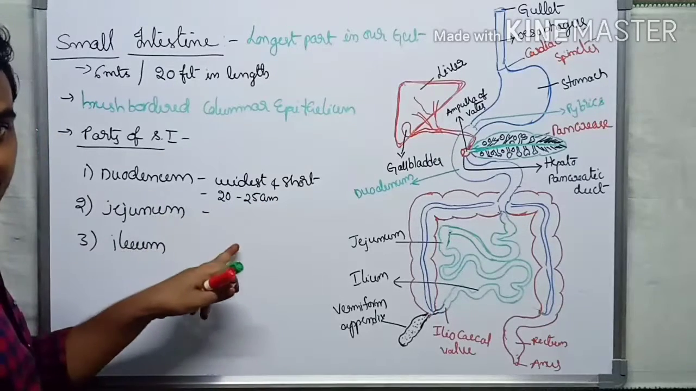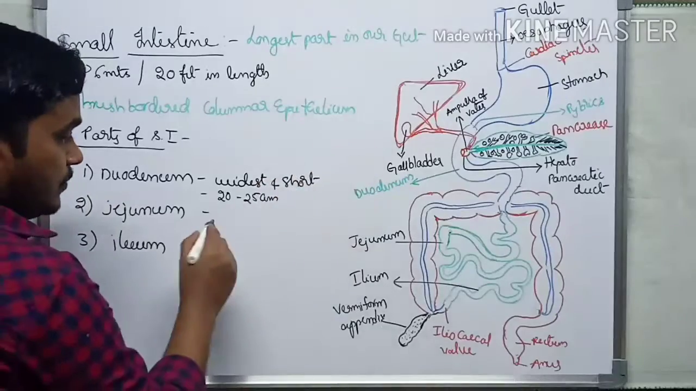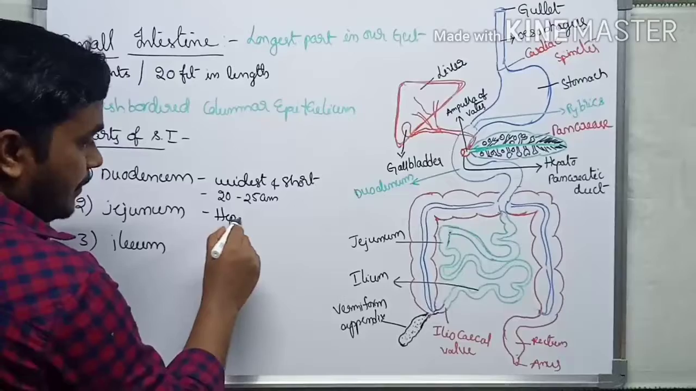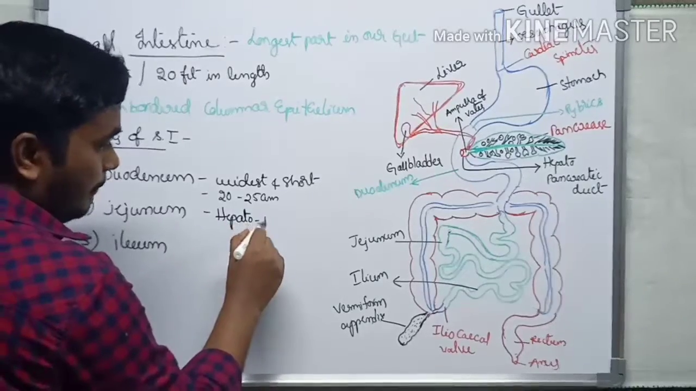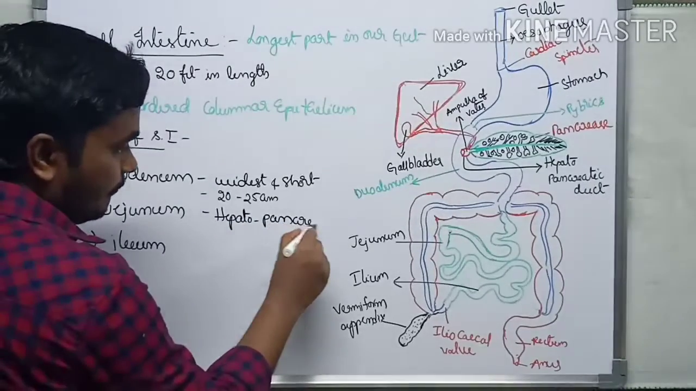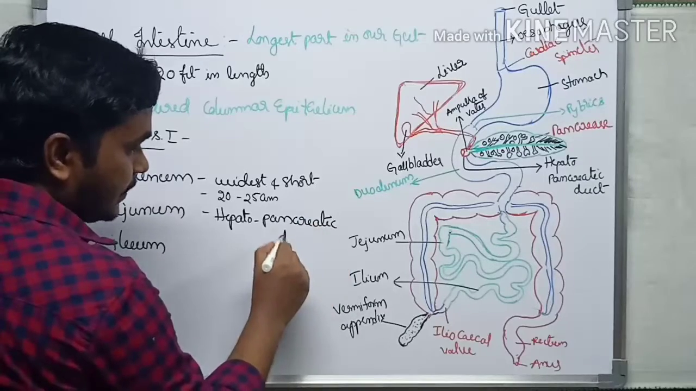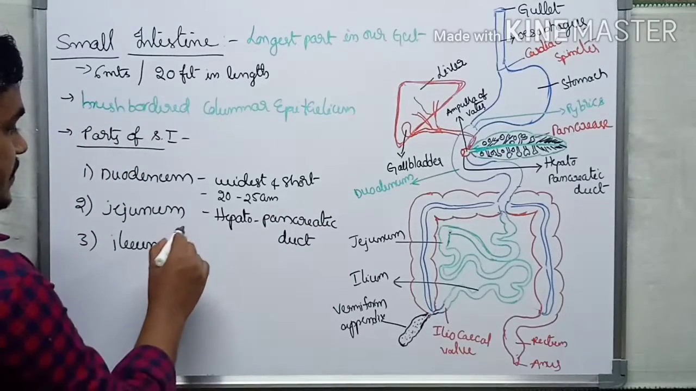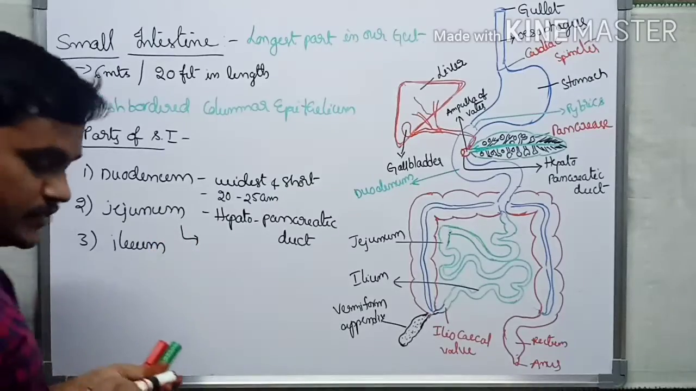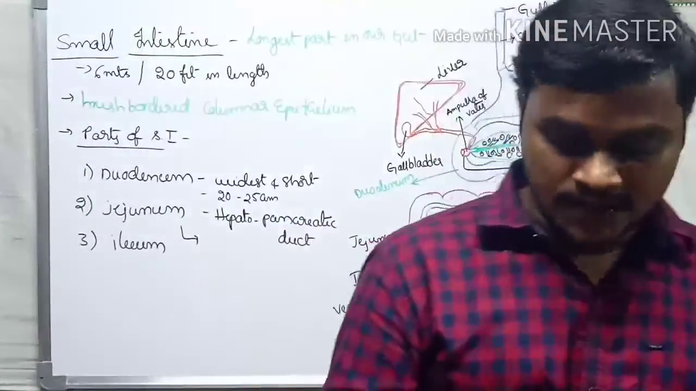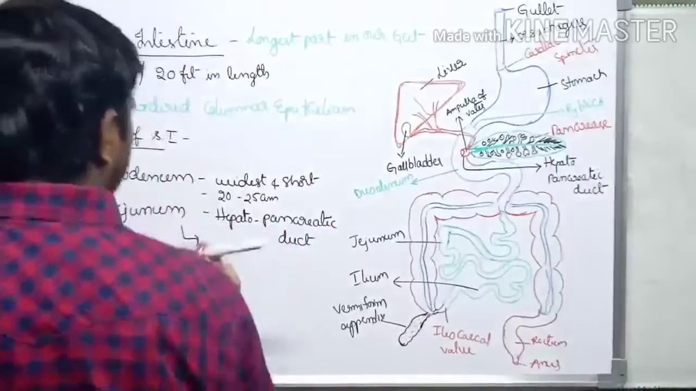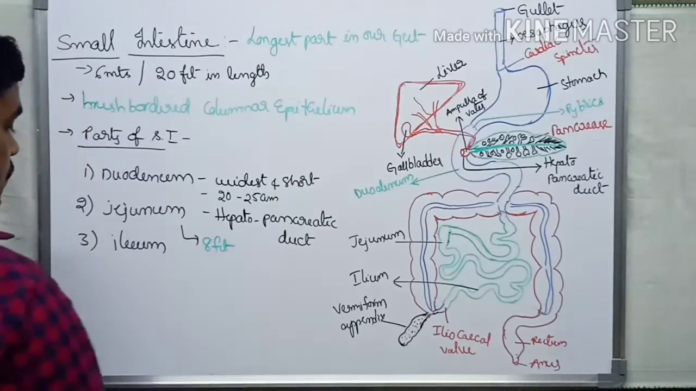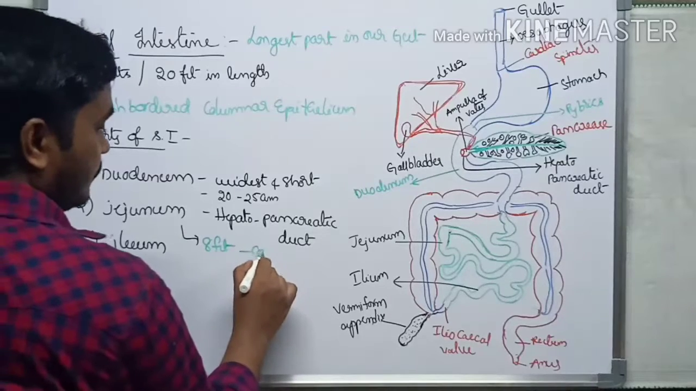Here we will see the ampulla of Vater. The duct that opens is called the hepato-pancreatic duct, and it opens into the duodenal region. Then the next region, the jejunum. The jejunum is a coiled structure, 8 feet in length.